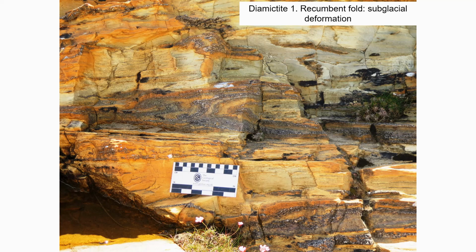This photograph is taken from within diamictite 1 on Garbh Eileach, and it shows a recumbently folded sediment clast, illustrating subglacial deformation. In his talk, Doug Benn will illustrate a range of examples of subglacial deformation in the Port Askaig Formation.